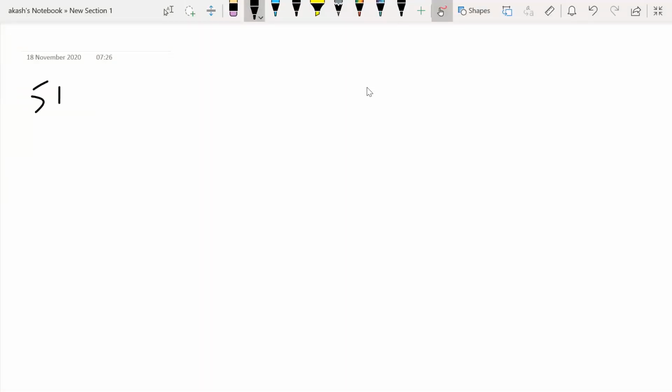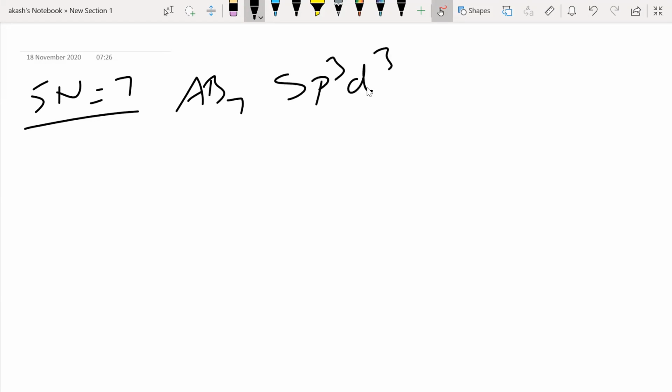So steric number 7. Under this, the first type of molecule is AB7. The hybridization is sp3d3. So please understand this is very rare. AB7 itself is rare. I'm going to give you AB6L also, that is atrociously rare.